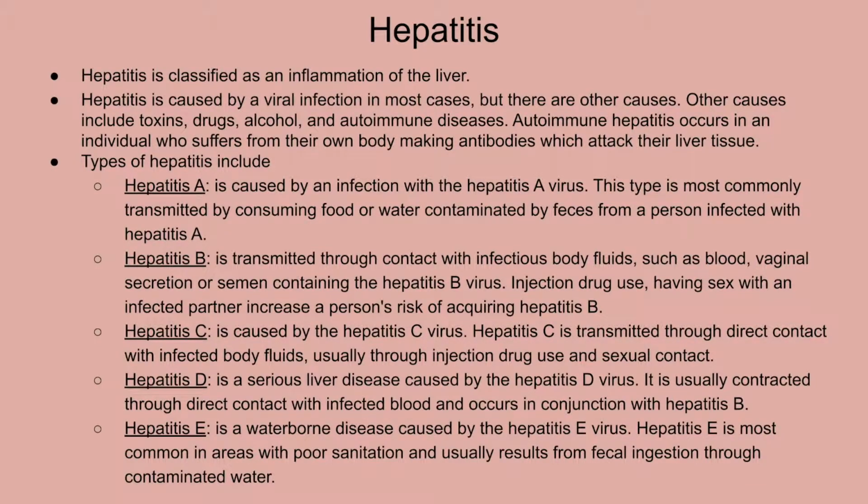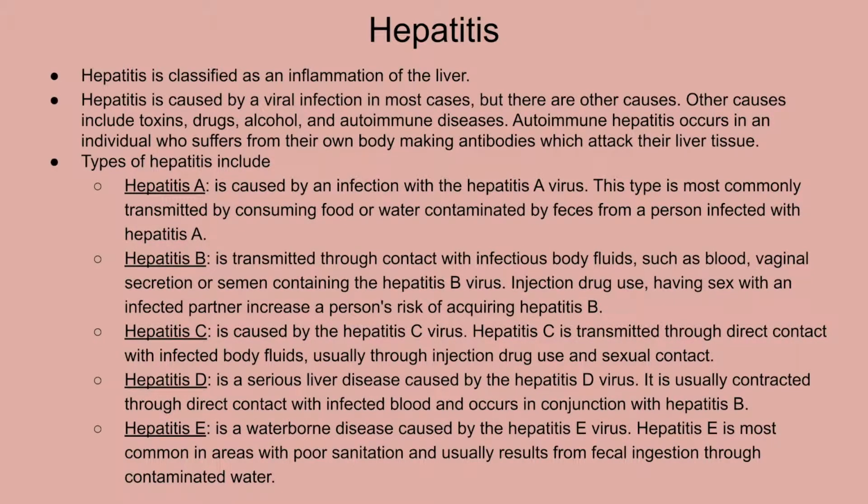Hepatitis A is the type that is most commonly transmitted by consuming food or water contaminated by feces from a person infected with hepatitis A. Hepatitis B is transmitted through contact with infectious body fluids such as blood, vaginal secretion, or semen containing the hepatitis B virus. Injection drug use and having sex with an infected partner increase a person's risk of acquiring hepatitis B.